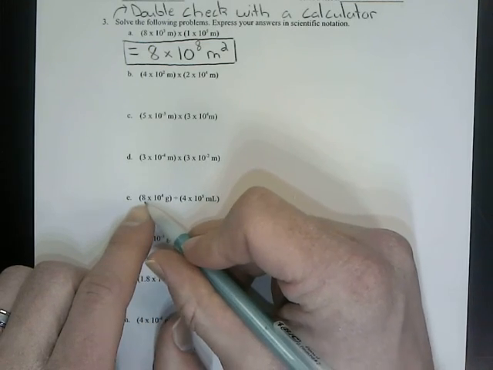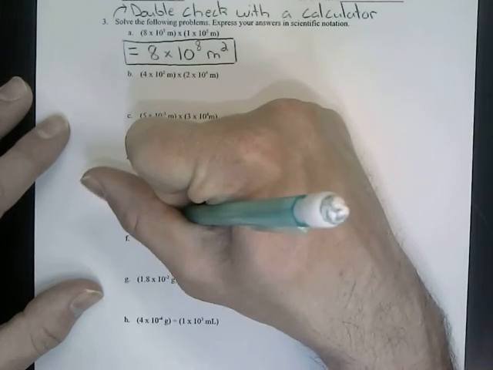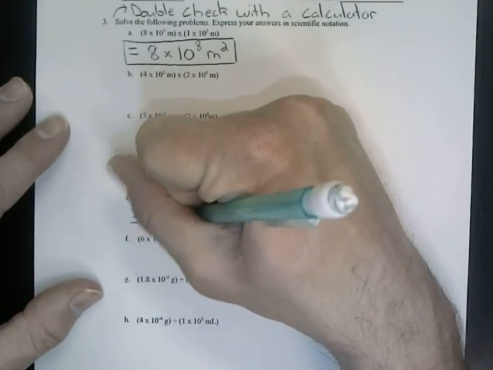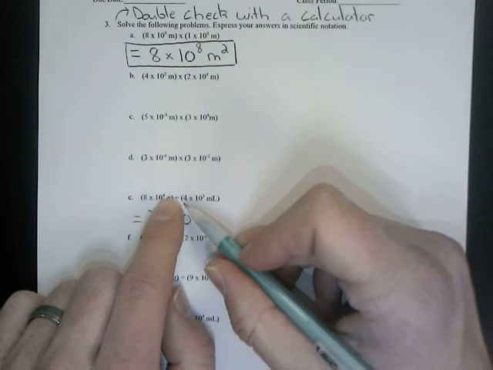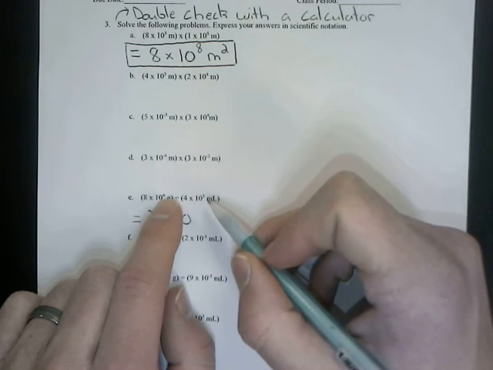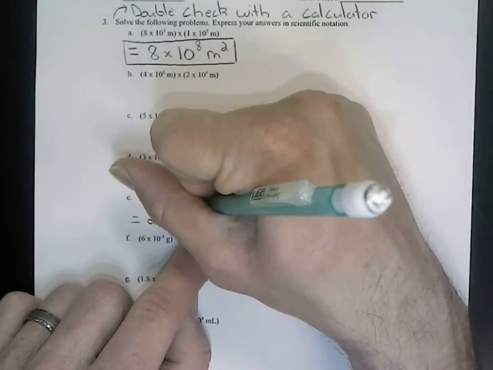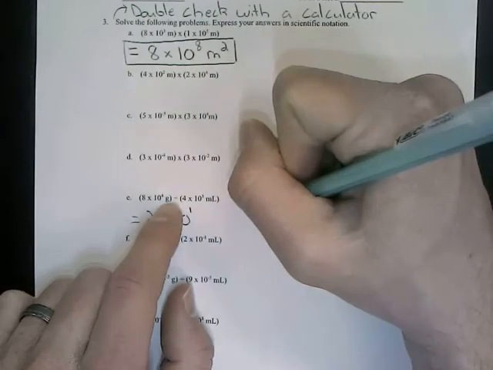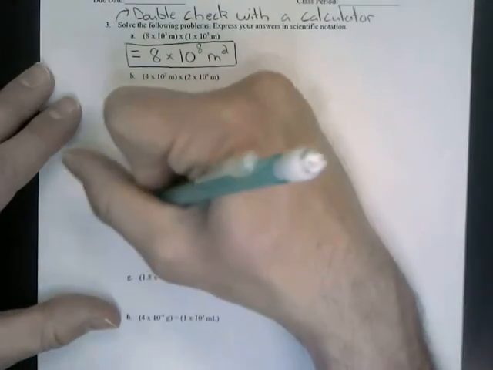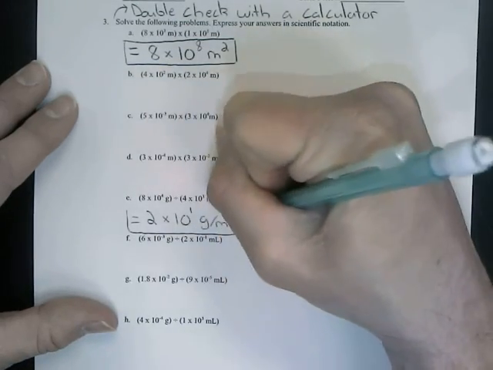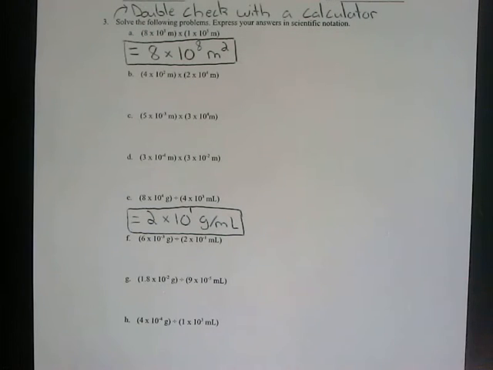So what we need to do, 8 divided by 4, which is 2, times 10. Then you have a power of 4 and 3. So what you're going to do, 4 minus 3, because it is 4 divided by 3, that gives us a power of 1. And look here, we're in grams per milliliter as our unit. Now, again, we need to double check our answer here with our calculator.